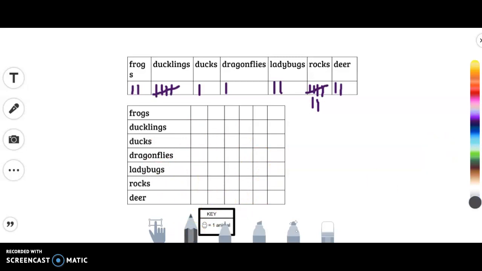And I'm going to use a thinner marker. So hopefully it works a little better. 1 smiley face equals 1 animal. So this picture graph is going to be a little bit easier because it's just 1 for 1. Okay, so here's what we're going to do. Frogs. How many are we going to need for frogs? That's right. 2. 1, 2. Ducklings. I see 5.